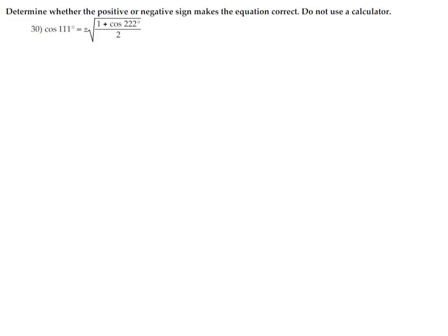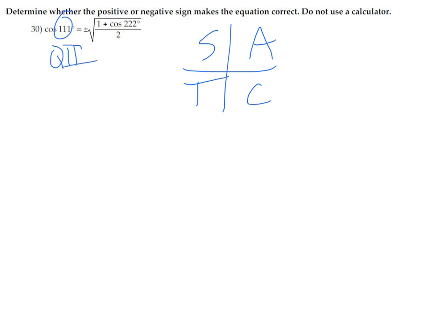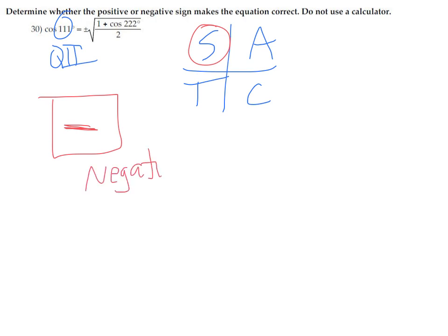At last, an easy one. Okay, all students take calculus. Quadrant 2. Sine is the only positive one in quadrant 2, so cosine is negative. That's your answer. Now you have to determine whether the positive or negative sign makes the equation correct, so negative. I like that. Next one.